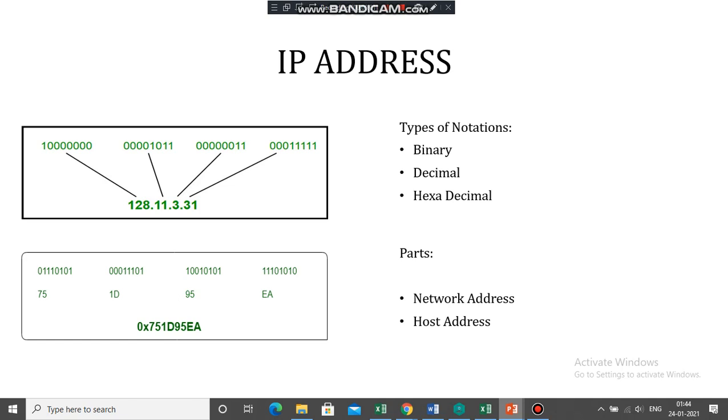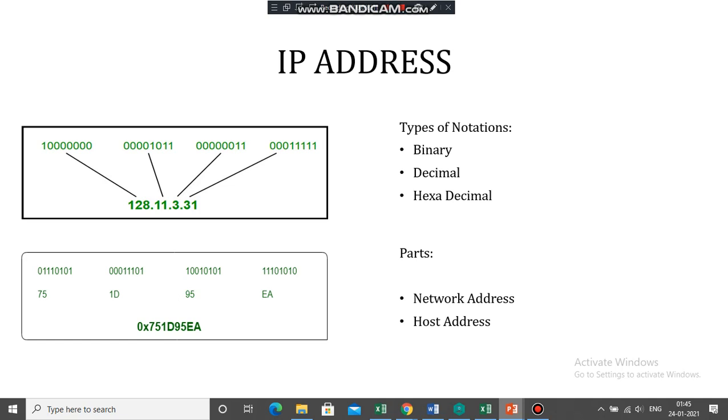Hi everyone. Today we will talk about classful IP addressing. An IP address is a 32-bit number. It uniquely identifies a host, such as a computer or a printer or a router, on a TCP/IP network. It can be represented via binary notation, decimal notation, or hexadecimal notation.